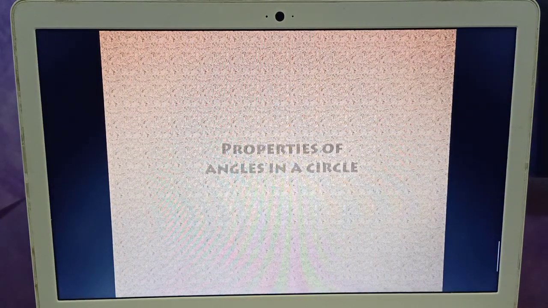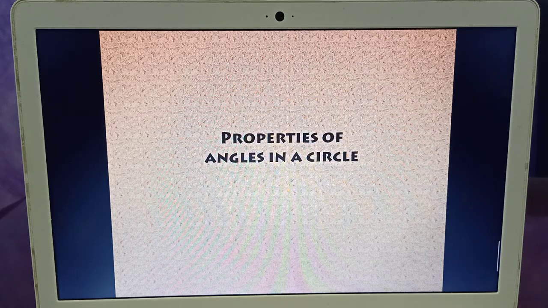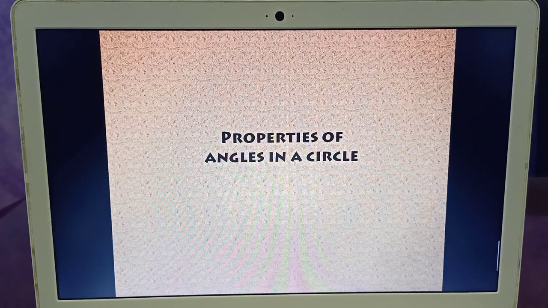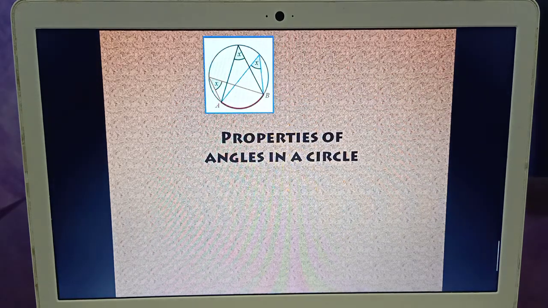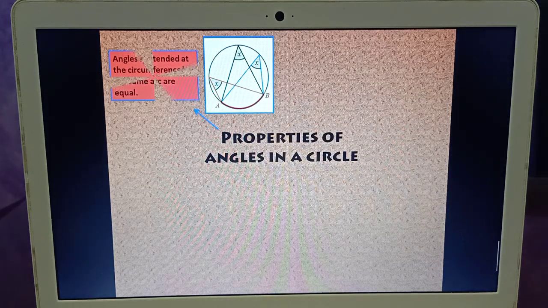Alright, next we are going to learn the properties of angles in a circle regarding angle subtended at the center and angle subtended at the circumference. So the first one, when you see this kind of diagram, this is the property: angles subtended at the circumference by the same arc are equal.